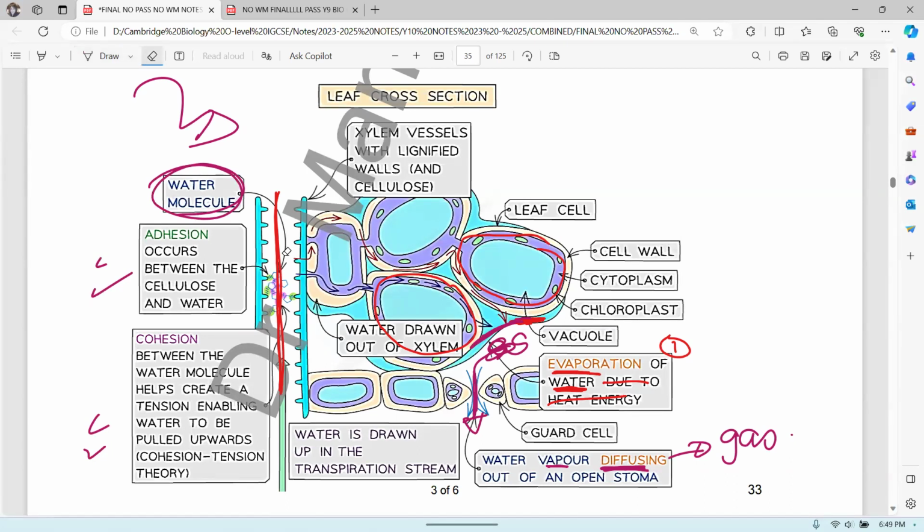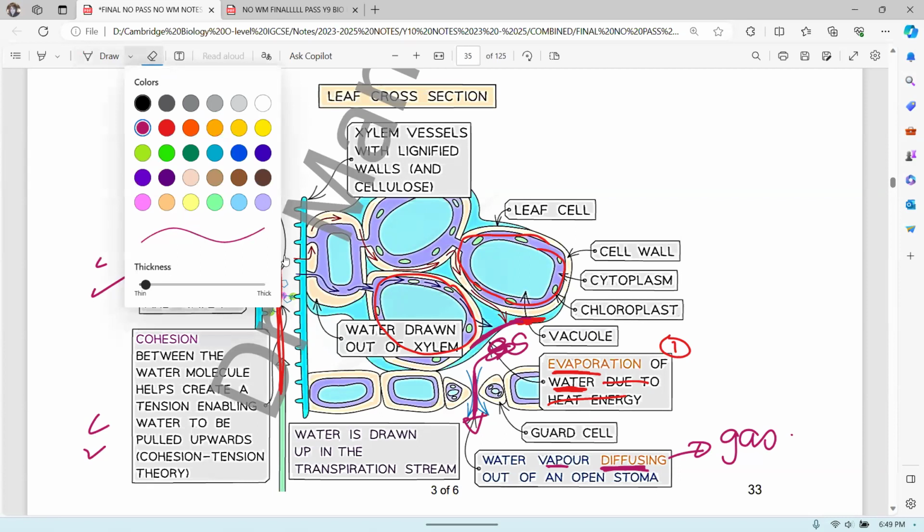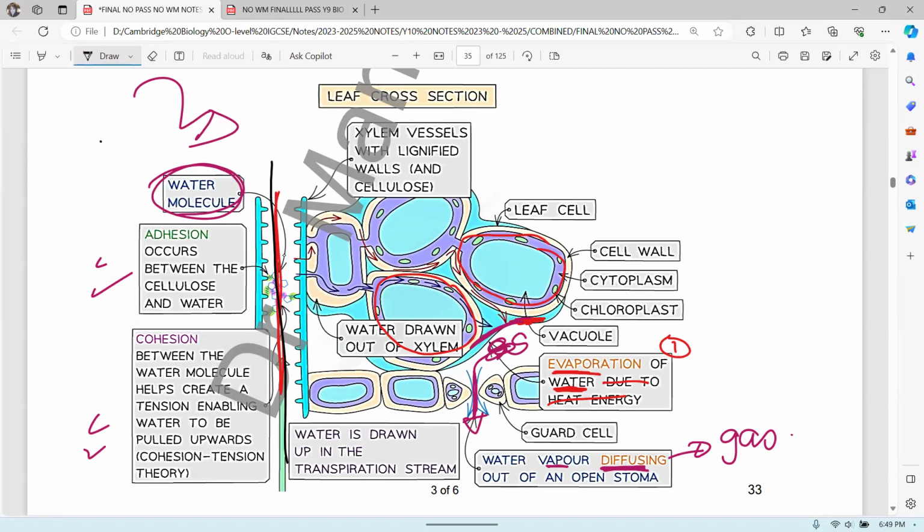The water is moving up the xylem. It is moving up due to changes in pressure and because of cohesion. Cohesion between the water molecules helps create tension, enabling water to be pulled upwards. Cohesion tension theory. This is a little bit too advanced. The word cohesion is important. You don't have to write the cohesion tension theory.